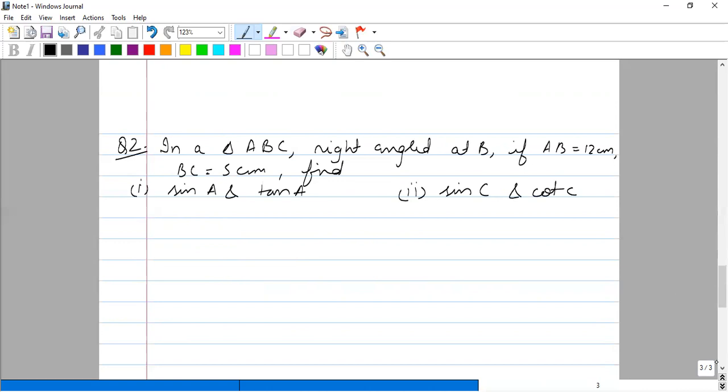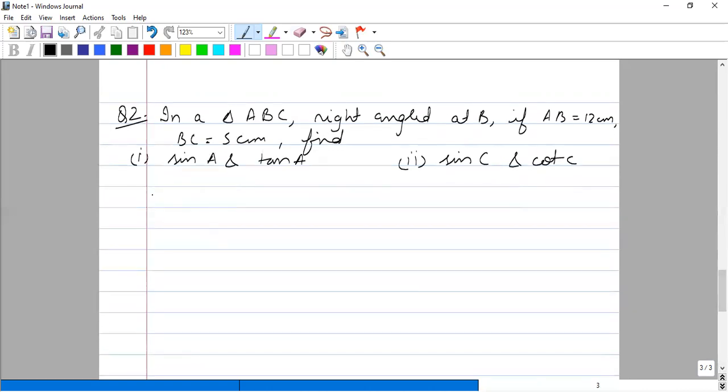Okay, we have a right angle triangle ABC, right angled at B. The second thing we have been given is the AB length. AB length is 12 centimeter and the BC length is 5 centimeter. Okay, then we have to find the trigonometric ratios. First of all, we will find the third side, that is AC, using Pythagoras theorem.